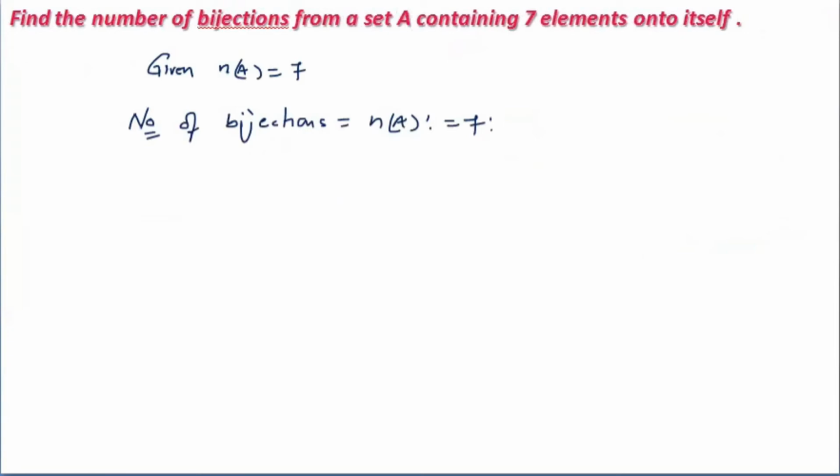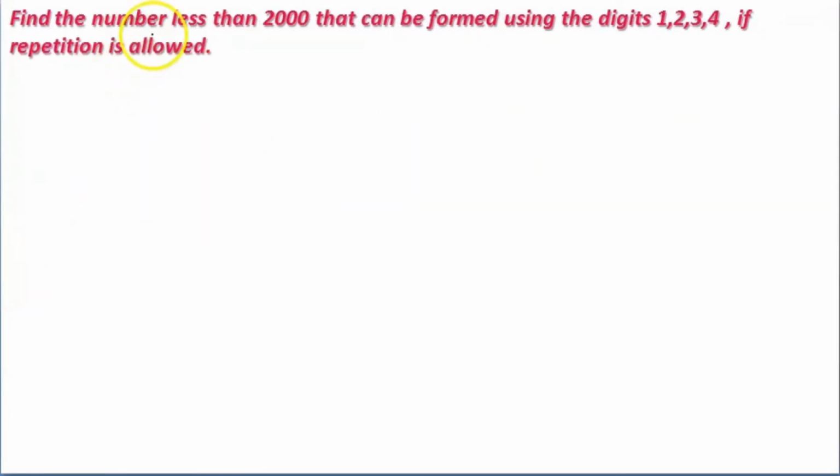Right? Next, last problem in exercise 5b: find the number of numbers less than 2000 that can be formed using the digits 1, 2, 3, 4 if repetition is allowed. Less than 2000 means what is work 1? We have 4-digit numbers less than 2000.